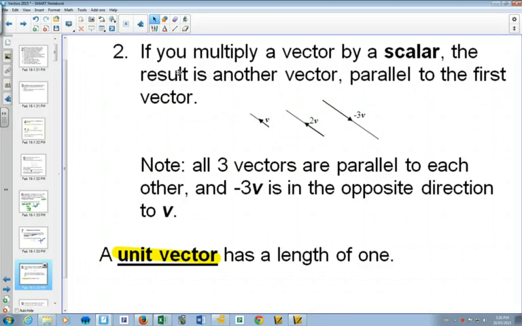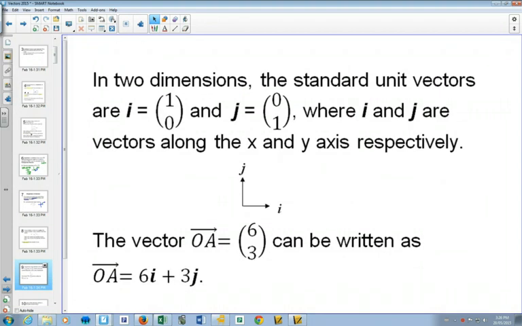So we have our standard unit vectors. If we're talking in two-dimensional space, these would be our standard unit vectors, and we like to use letters i and j. So i would just be 1 unit in the x direction, and j would be 1 unit in the y direction. So you can always write any other vector as a combination of unit vectors. So OA, which went to 6, 3, can be written as 6 of i plus 3 of j.